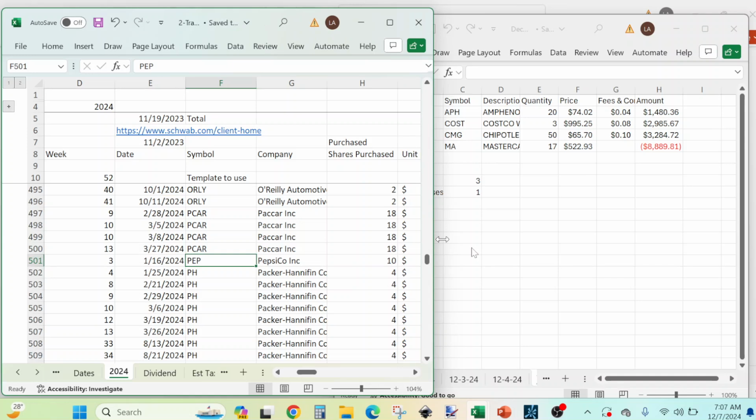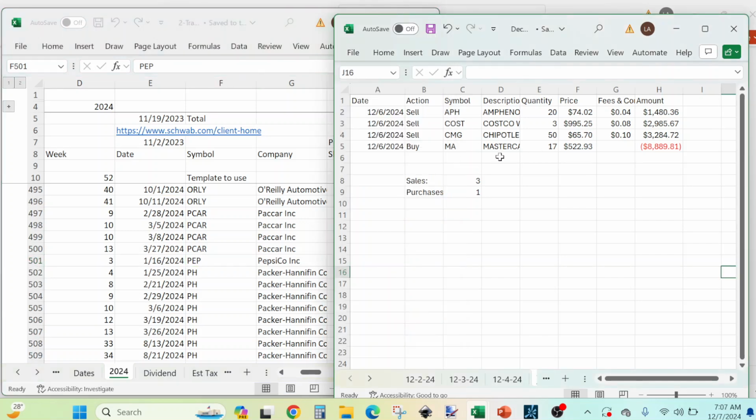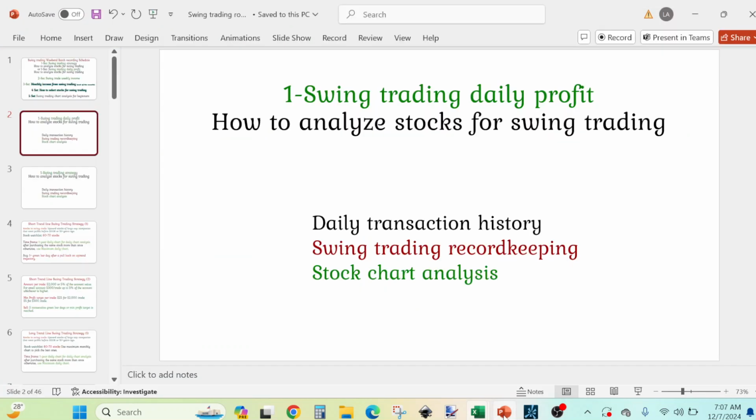So today is December 7th, 2024. It is a Saturday. So we are going to analyze the swing trading transactions of Friday. And for our daily profits, we do not take the sales of the day minus the purchases of the day to find the profits, but we take the sales of a stock minus how much we paid for that stock, regardless of when we purchased it, to see whether we made a profit or not. So those are the profits of the day.